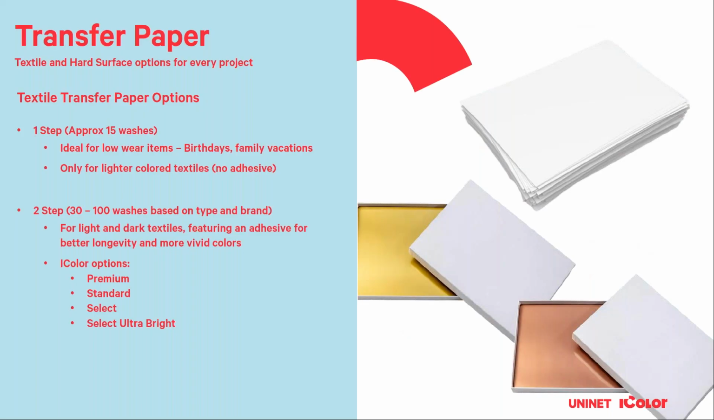Let's talk about transfer paper. I'm going to breeze through it because there's a lot here. And again, if you have any questions, just let us know. There are 2 types of textile transfer paper, basically a 1-step and a 2-step. A 1-step paper means you print and press right to the garment without applying an adhesive.